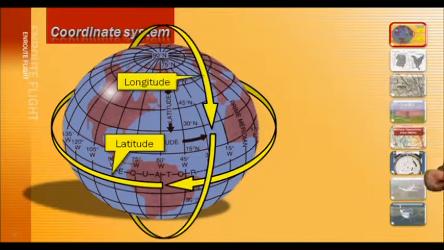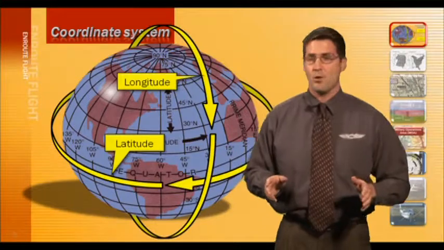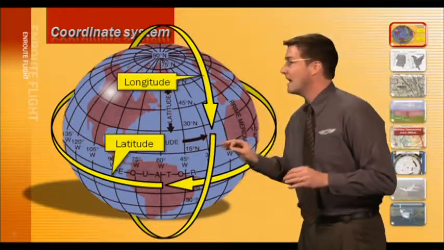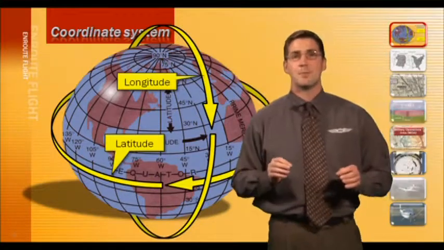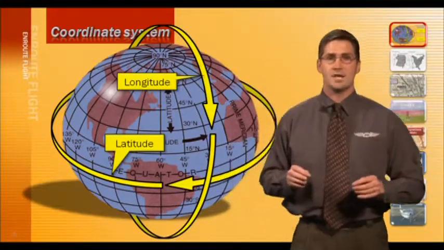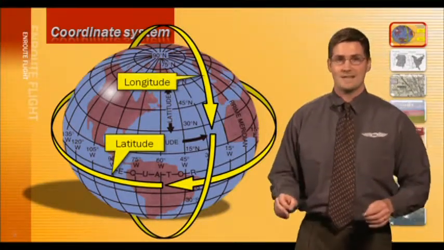The lines of longitude or meridians run perpendicular to the equator and converge at the poles. The yellow line represents a meridian. Lines of longitude are designated from the prime meridian, or 0 degrees longitude, that runs through Greenwich, England, up to 180 degrees east and 180 degrees west.